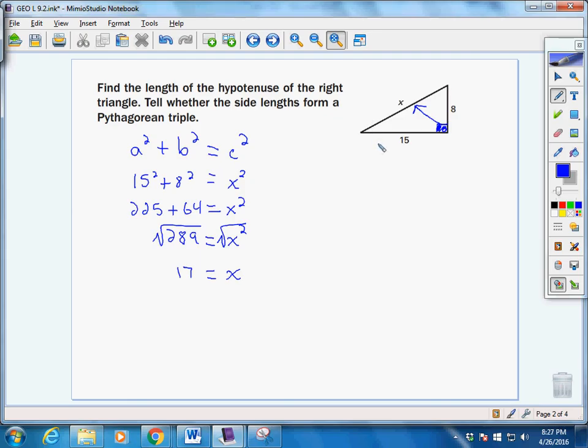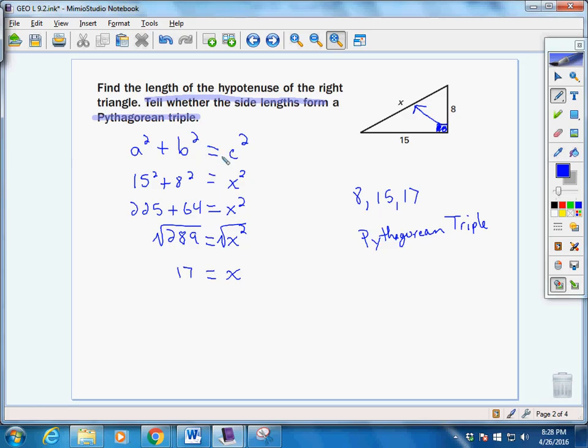Okay? So we found our hypotenuse has a length of 17, but then it says, tell whether the side lengths form a Pythagorean triple. Well, what are our side lengths? 8, 15, and 17. Because they're all integers, this is a Pythagorean triple. Yes, it's a Pythagorean triple because they're all integers.